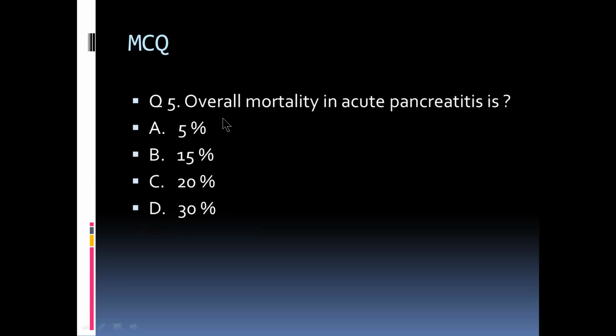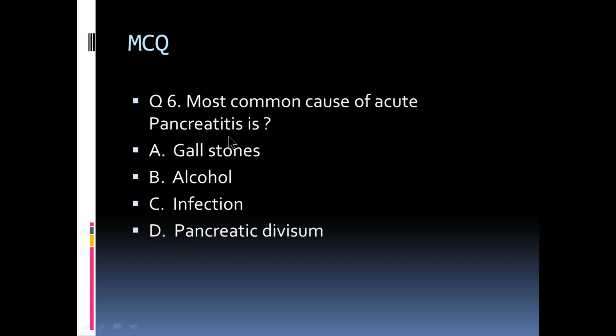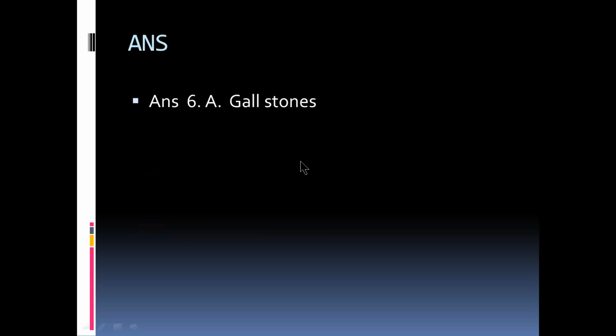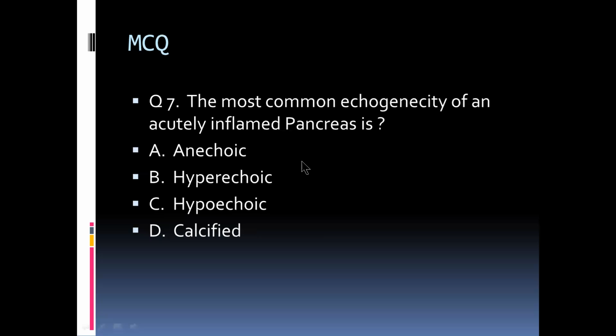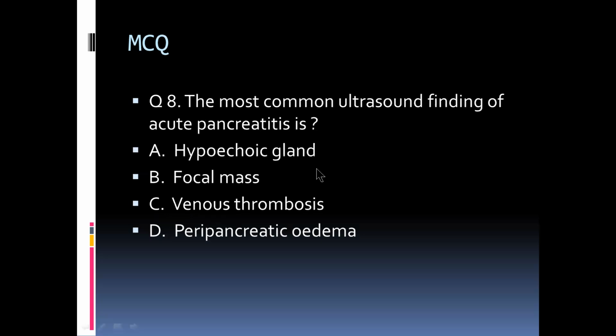What is the overall mortality in acute pancreatitis? The answer is 5% is the overall mortality. Most common cause of acute pancreatitis? As we already discussed, gallstone is the most common cause. Most common echogenicity of an acute inflamed pancreas is anechoic, hypoechoic, hyperechoic or calcified? The answer is hypoechoic. Hypoechoic is the most common echogenicity.